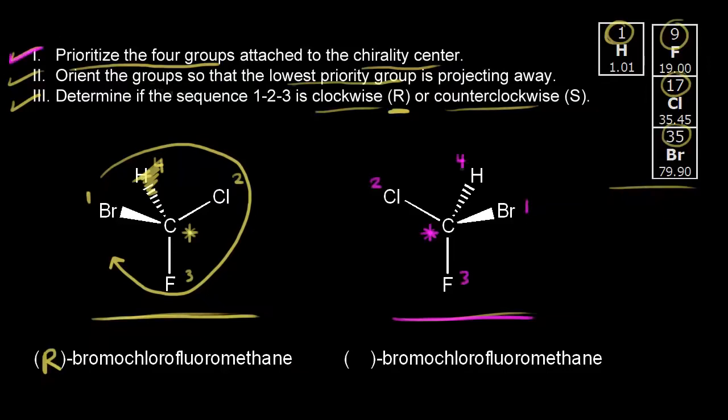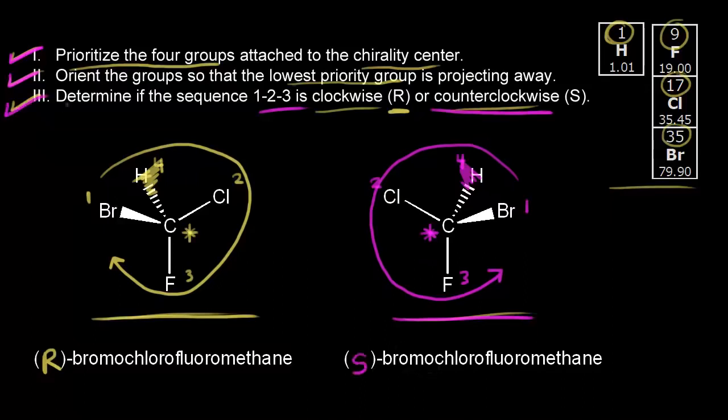Step 2, point the lowest priority group away from you. Well, that's already happening here, so step 2 is done. Step 3, determine if the sequence 1, 2, 3 is clockwise or counterclockwise. So let's ignore this group going away from us, the lowest priority group. And let's go around 1, 2, and 3. So going around in a circle, 1, 2, and 3 in this direction, we know that is counterclockwise. So this must be the S enantiomer. So this would be S bromochlorofluoromethane. So step 3 is done. So that's how you assign a configuration to a chiral center.